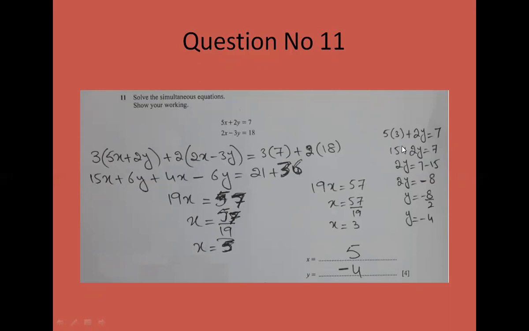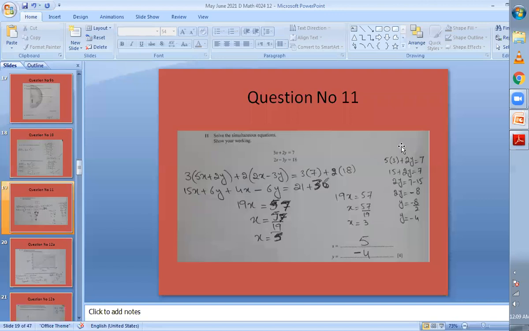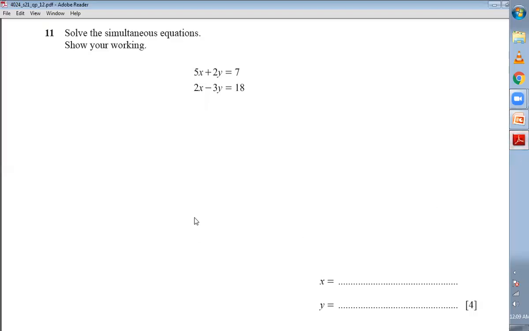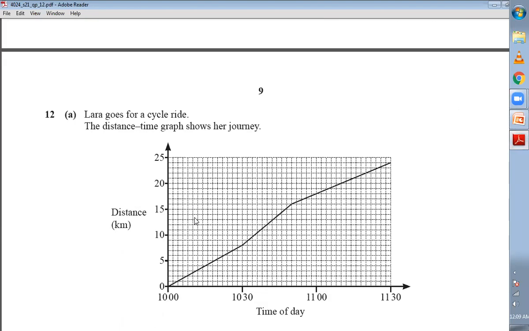Now that you know the value of x is 3, we'll substitute that value into the first equation. So 5 into 3 is 15 plus 2y equals 7. So 2y is equal to 7 minus 15, that will be minus 8. And y will be minus 8 divided by 2, and the y will be minus 4. So the value of the x is 3, and the value of the y is minus 4. So that is question number 11 on simultaneous equation. Okay, so let's go to the next question.